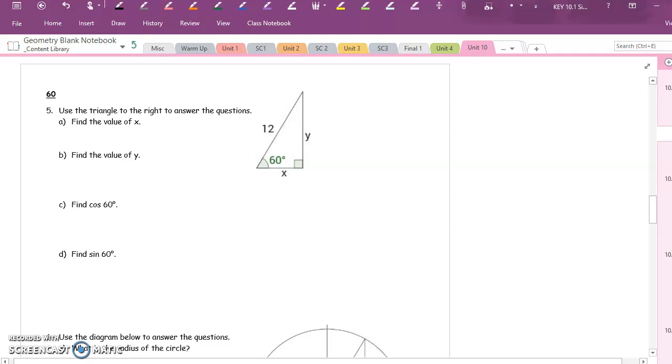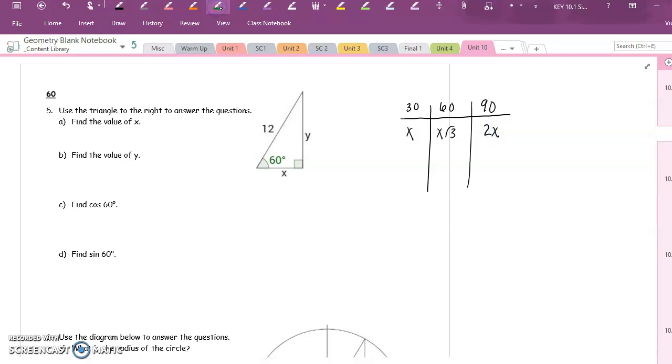For our last special right triangles, we have 60 degrees as our reference angle. So we're going to use our 30, 60, 90 chart with a hypotenuse of 12 in order to figure out what x and y is. So we have 30, 60, 90, x, x root 3, and 2x. 12 is the hypotenuse, so we're going to set 2x equal to 12. We have to solve for x in order to fill in the other columns.